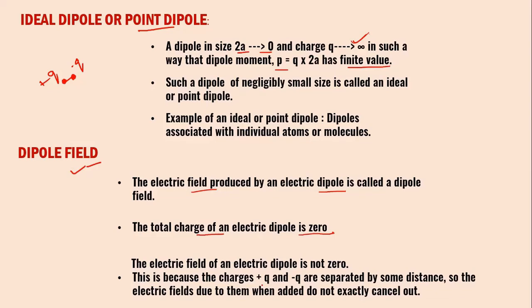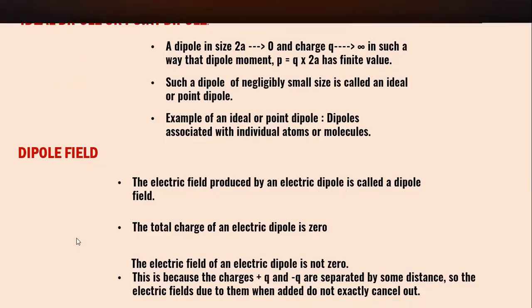Because the charges plus q and minus q are separated by some distance, the electric fields due to them when added do not exactly cancel out each other. Although the net sum of charge is 0, these individual charges will be exerting some electric field at any point around the dipole. That means a dipole field is always associated with the dipole. So let's learn more about this dipole field.